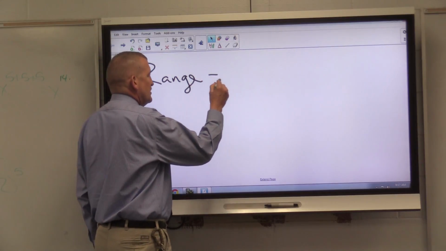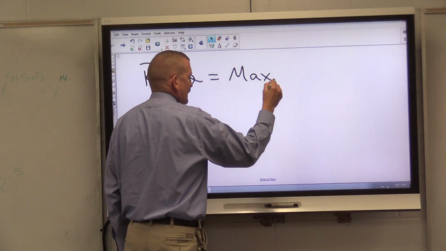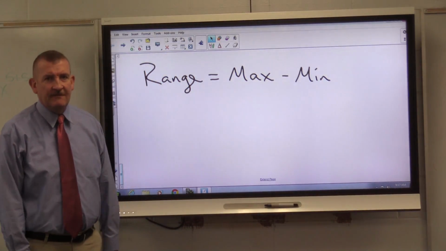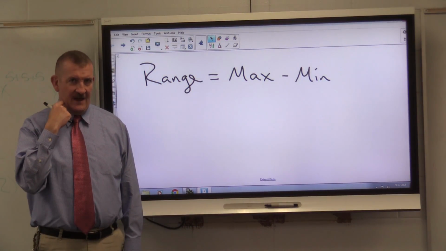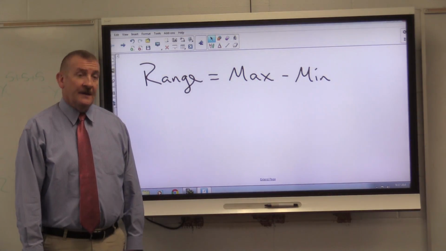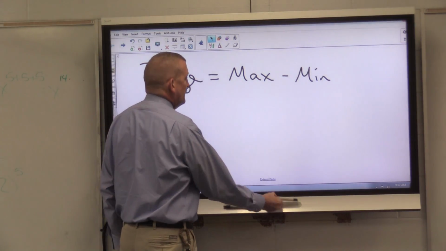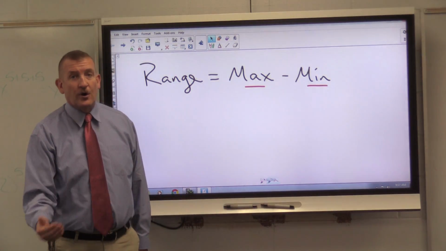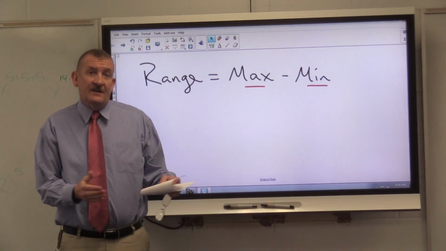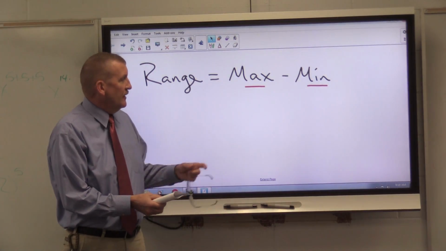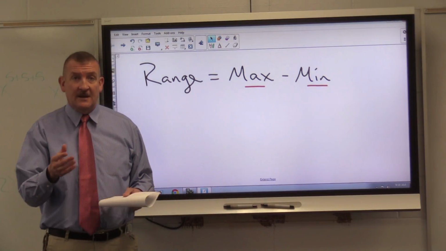And the range you get very easily by taking your maximum value minus your minimum value. Now, to get your maximum value and your minimum value, your data set needs to be ordered. But to be honest with you, your data set should be ordered anyways because you're going to need your data set ordered to get your median, remember.